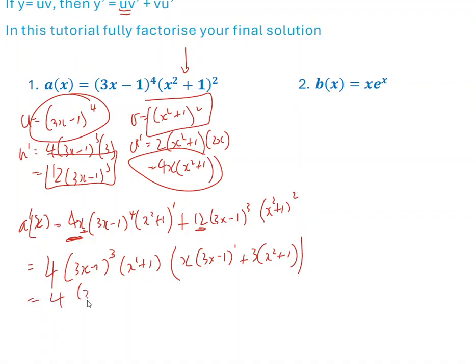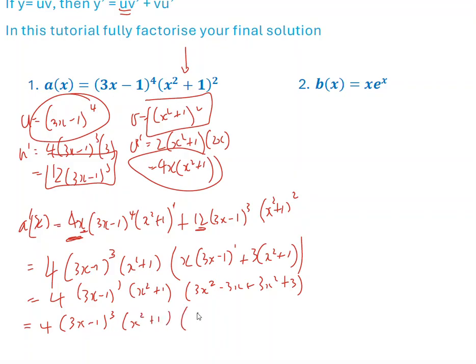That will be 4(3x - 1)^3(x^2 + 1)[3x^2 - x + 3x^2 + 3]. So all of my factors will be 4(3x - 1)^3(x^2 + 1) and 6x^2 minus 3x plus 3. Whoops, x times minus 1 is minus x, so that's minus x. So that is my factorised derivative.